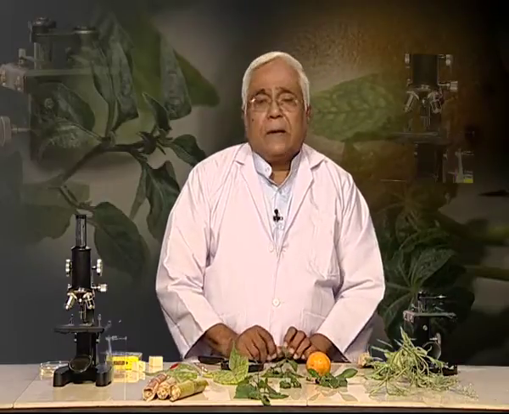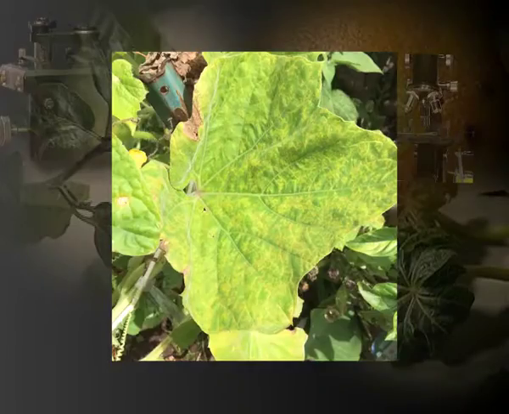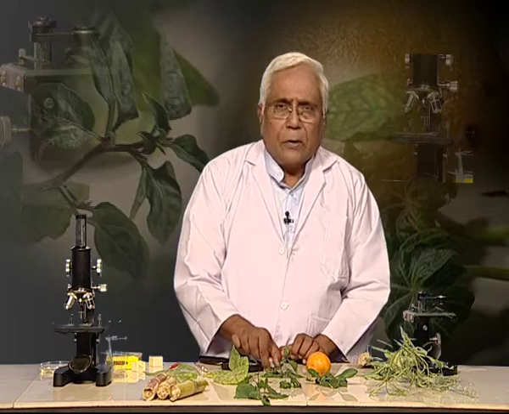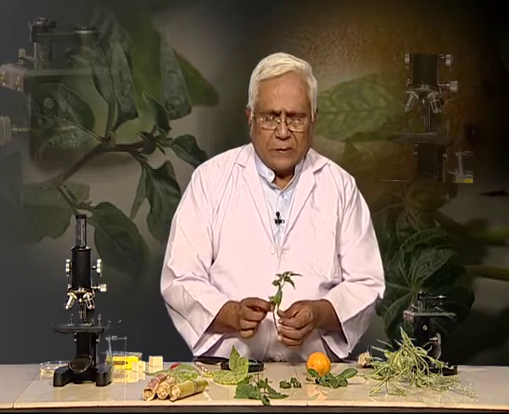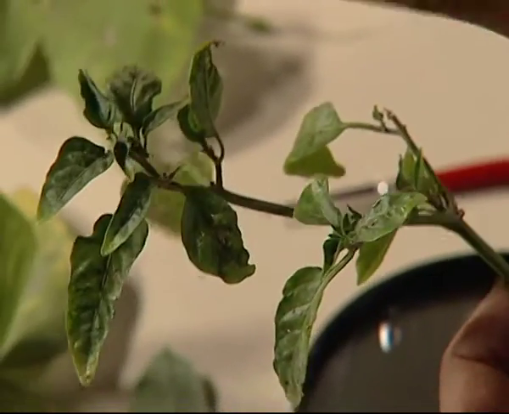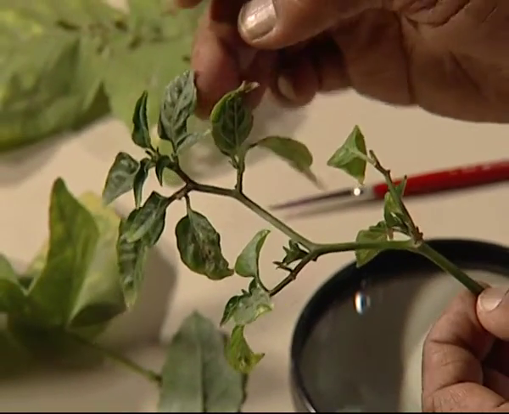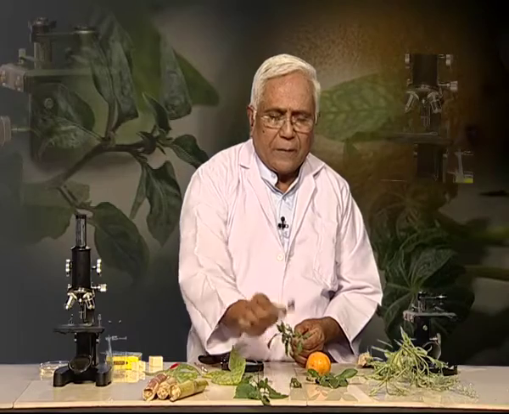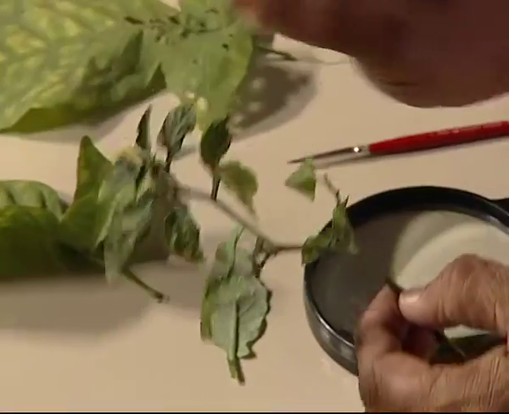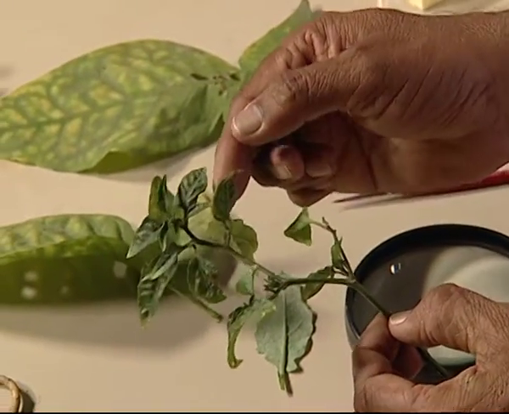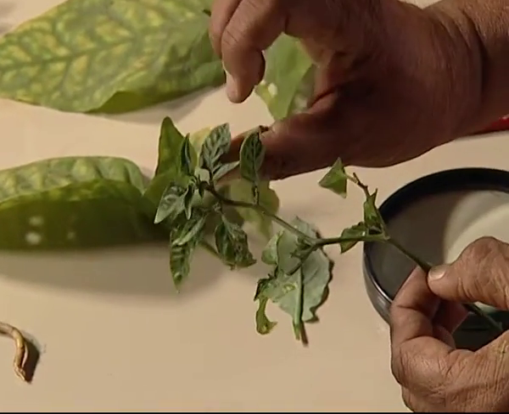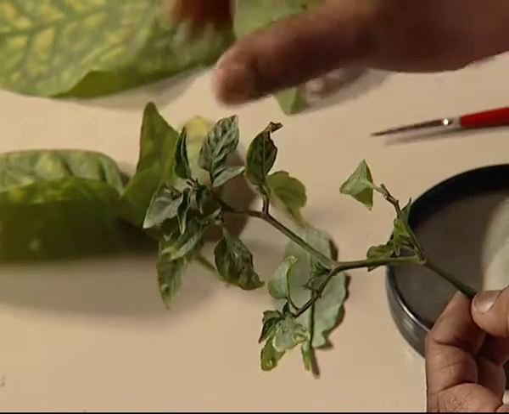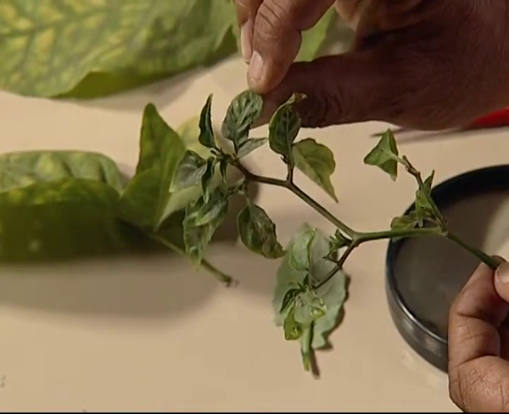or chlorosis, yellowing of the leaves. Rugosiness, rugose means uneven surface of the leaf, as you see in papaya as well as in this chili plant, where the leaf lamina is not smooth, but it is rugose, uneven.